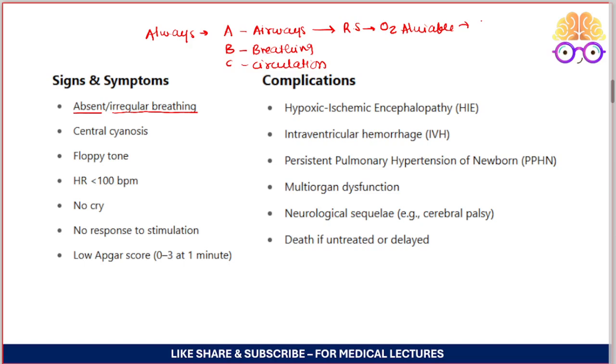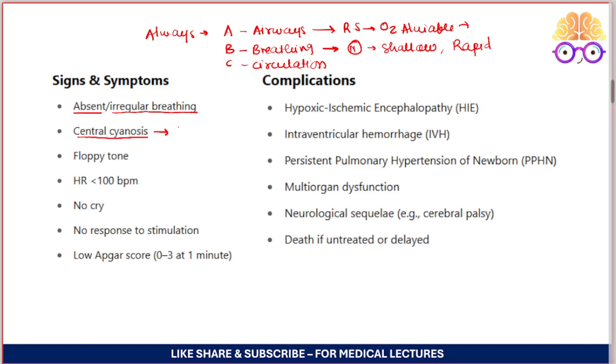Okay, so airways are important, and then we'll see the breathing. So breathing, there will be normal, and then we have different things like shallow breathing, rapid breathing, tachypnea, and all those things. So the first sign and symptom will be absent or irregular breathing, and then we'll have central cyanosis.